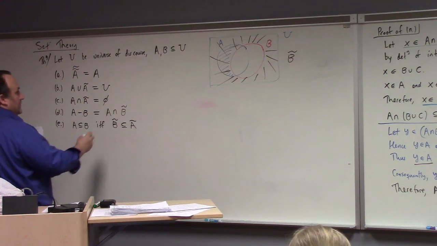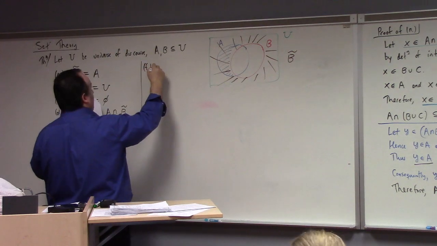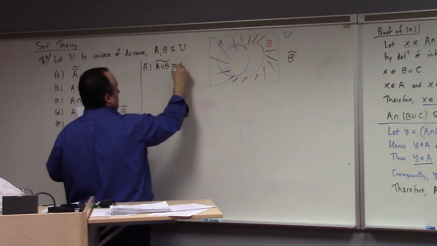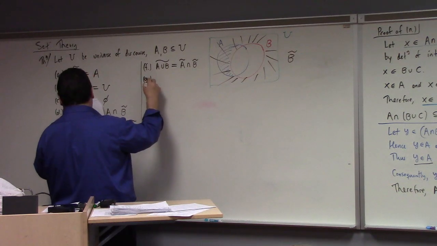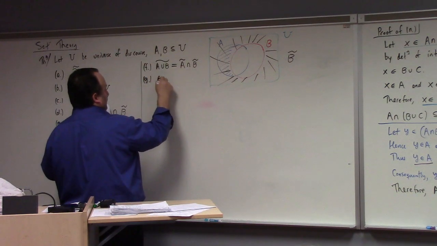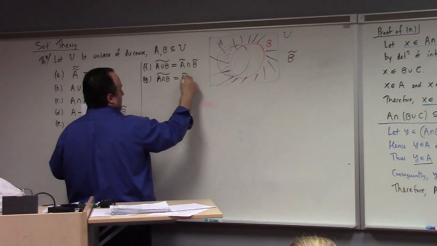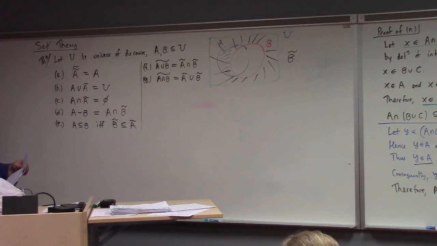F is that the complement of A union B is equal to A complement intersect B complement. And G is that the complement of A intersect B is equal to A complement union B complement. I'm not entirely happy with the way the tildes look in my notes. I'd like for them to be bigger in places. Sorry, they're kind of hard to see in some places.